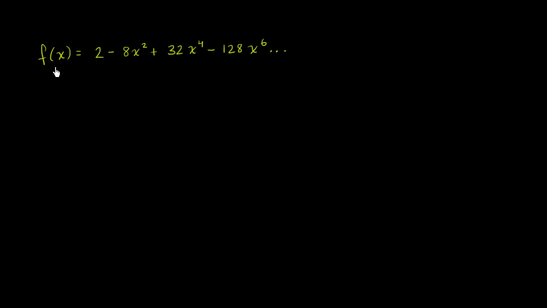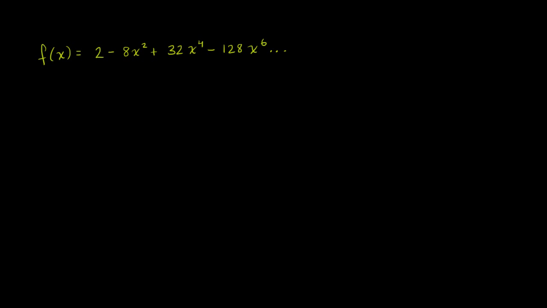We have a function here being defined by an infinite series. And this infinite series, if we look with a little closer inspection, it's clearly a power series. Each term is a power of x being multiplied by some coefficient. So this, for example, is 2 times x to the 0. That's just 2. And it looks like it might be a geometric series.